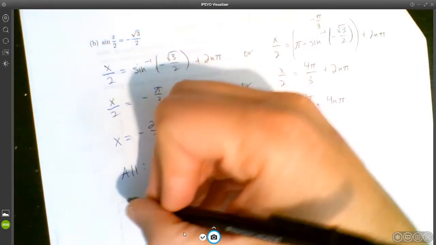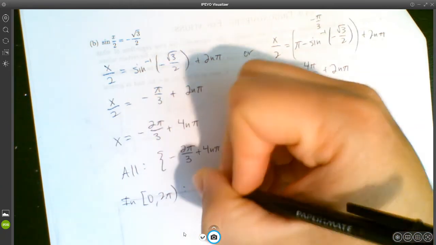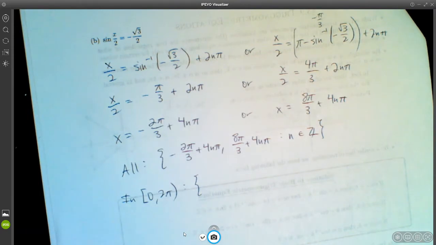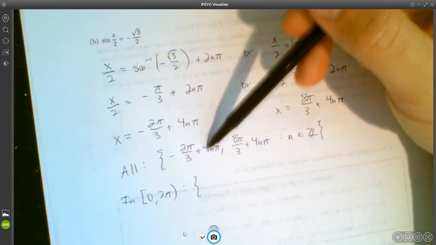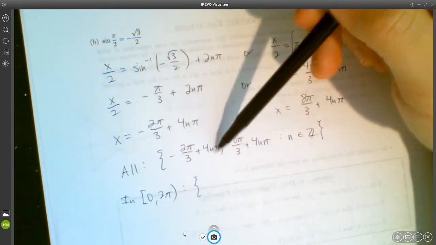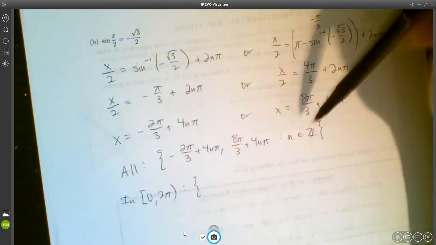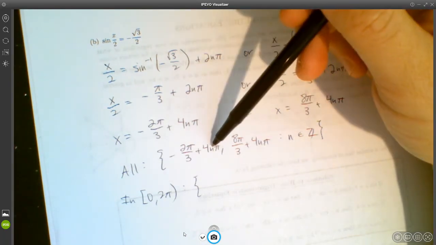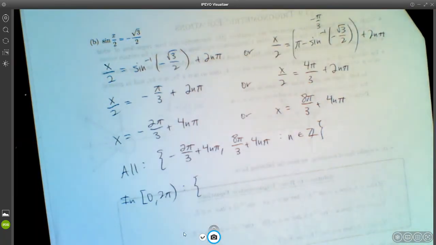Now, what about the solutions that live in the interval from 0 to 2 pi? So now we're going to take the intersection of this set with this set, okay? If I plug in a negative number, obviously I'm going to get a negative number. So that's no good because I'm only interested in the numbers between 0 and 2 pi. If I plug in 0, I still get a negative number, so that's no good. If I plug in 1, then I get negative 2 pi over 3 plus 4 pi.